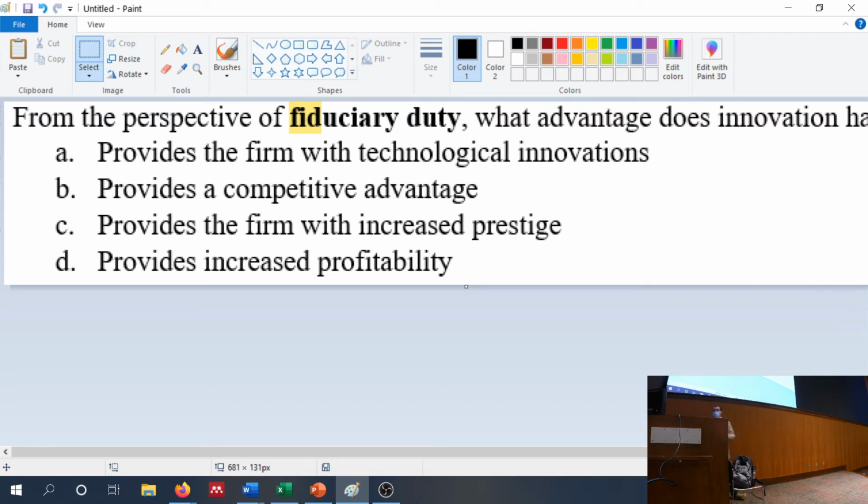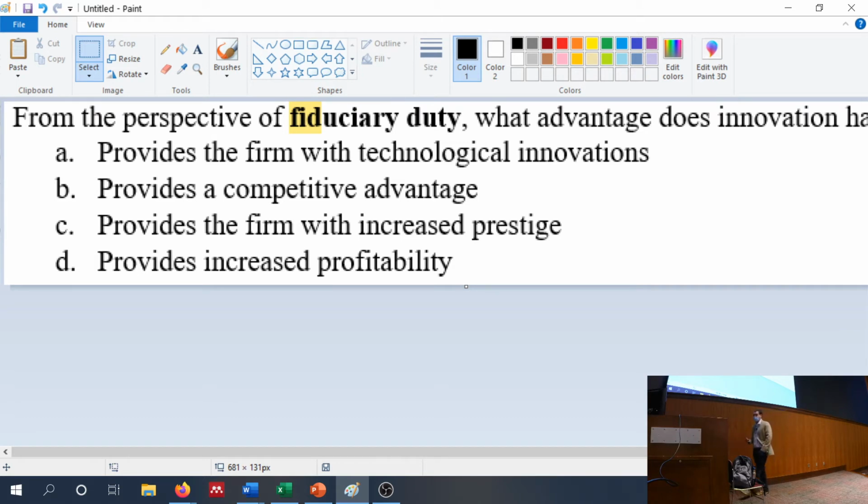So we go through each of these options. Provides the firm with technological innovations. Innovation does in fact do that, but is that what fiduciary duty is looking at? It's not. Provides the firm with a competitive advantage. Innovation can provide a firm with a competitive advantage, but I would argue it doesn't inherently provide one. The firm would still have to take advantage of the innovations it has.